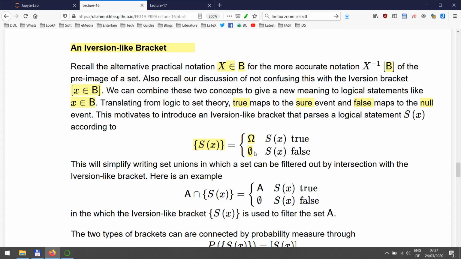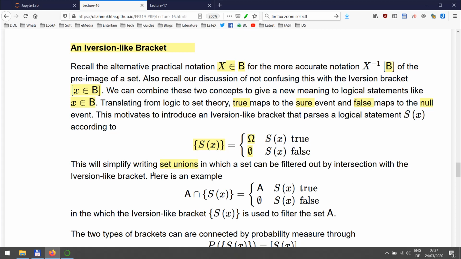Now you must be thinking, what is the big deal? So you will see later on that this will simplify long expressions that involve set unions. Remember, this simplification we have seen when writing normal mathematical expressions. So the Iverson bracket simplifies a lot of algebraic manipulations. So we want the same simplification when we write unions, set unions.